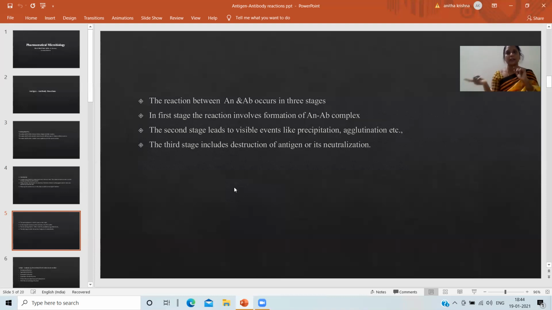So the first stage, antigen and antibody will combine. Second stage, precipitation or agglutination takes place. Third stage, destruction of the antigen takes place, or neutralization of the antigen takes place. We cannot simply say that definitely it gets destroyed. It sometimes gets neutralized also.